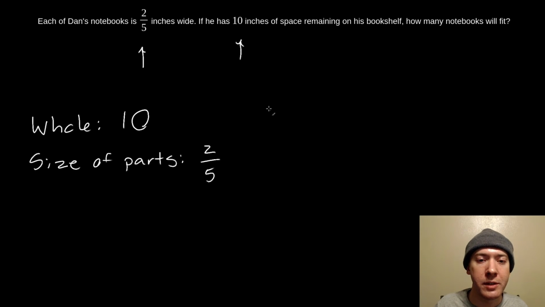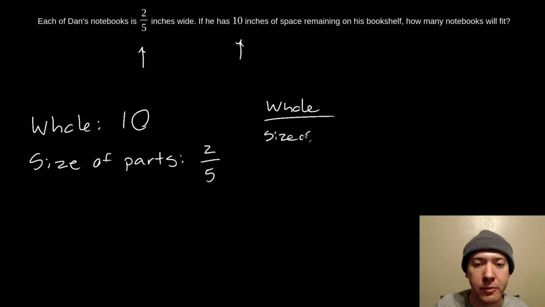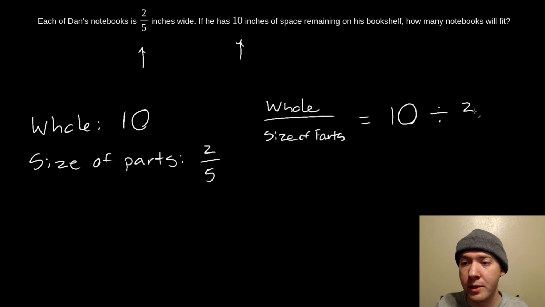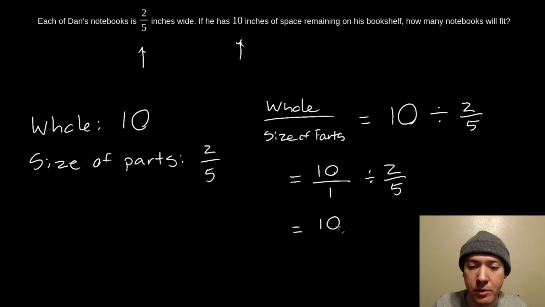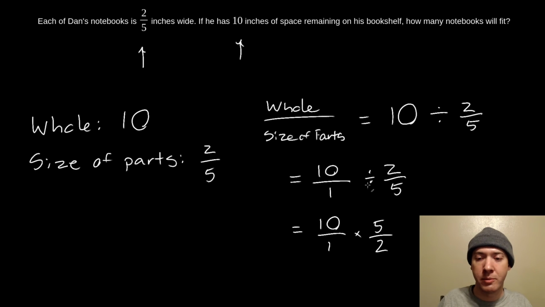So our answer is going to be the whole divided by the size of the parts, or 10 divided by 2/5. Okay, so to do this fraction division, we should start by writing the number 10 as a fraction. That's the same as 10 divided by 1, right? So 10 divided by 2/5 is the same as 10 over 1 divided by 2/5. And to solve this, we need to change it to a multiplication problem with the reciprocal of the second fraction.